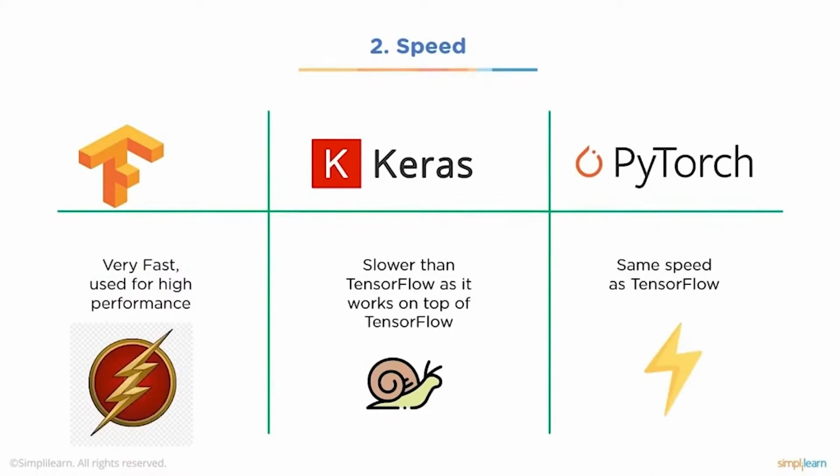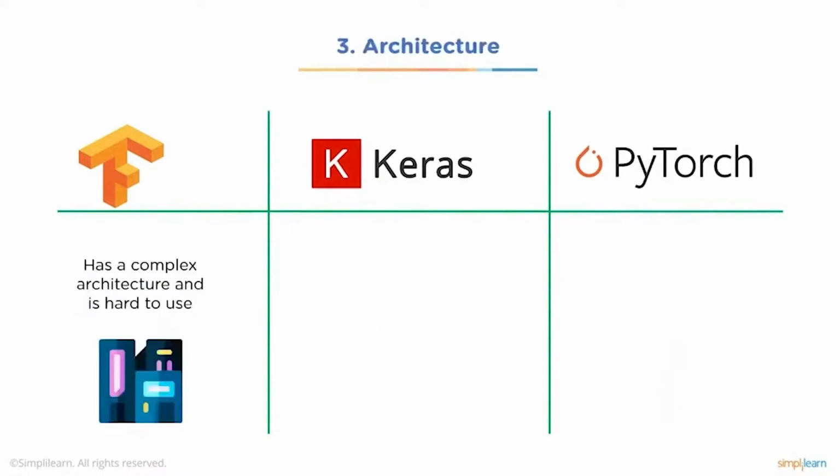In computation speed, both TensorFlow and PyTorch are almost equal, and in development speed, Keras is faster as it has built-in functionalities which can significantly reduce your development time. The next difference is on the architecture.